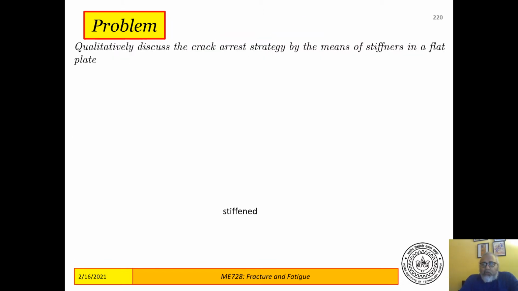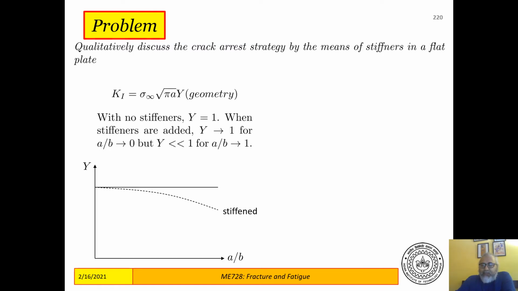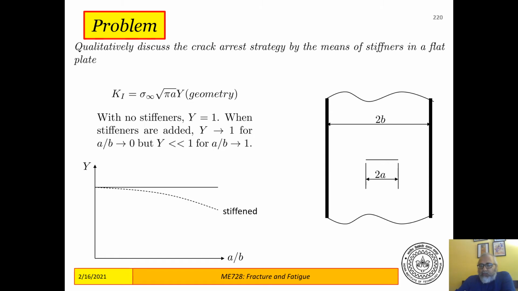Okay. So now let us look at a qualitative picture of a plate that is stiffened. Okay, so this is how the situation is. So this is a plate, an infinite plate. Maybe it is subjected to sigma infinity.